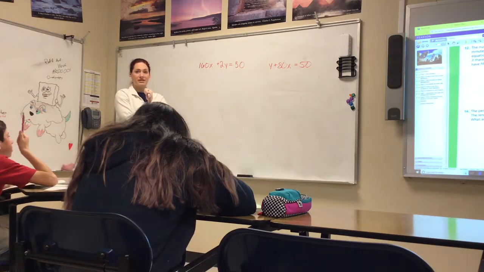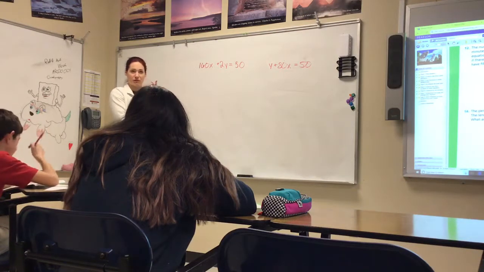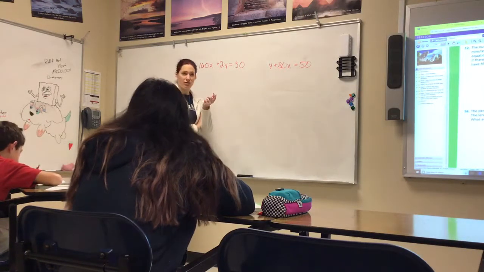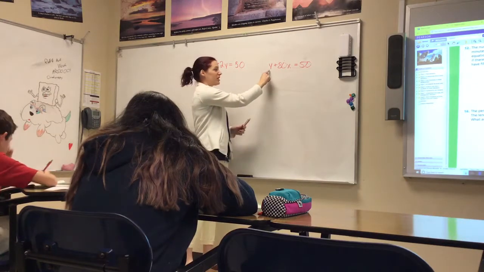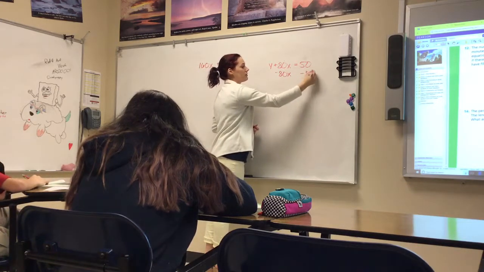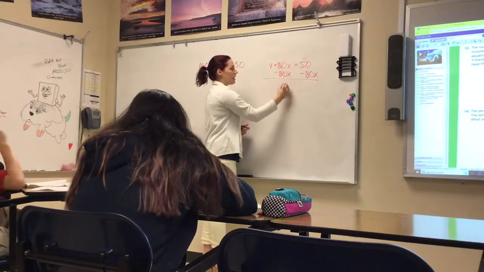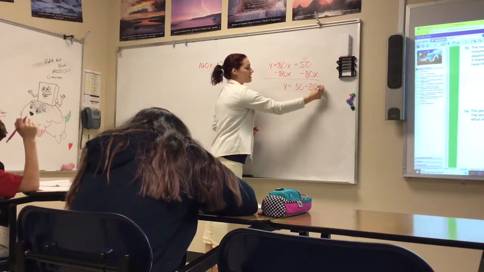Okay, if you didn't see that, which you probably didn't because you weren't really looking for it, I'm just showing you how that could work if you were to see it. So I would say that this is my easier equation, specifically for y. So I'm going to subtract 80x from both sides. I would get y equals 50 minus 80x.